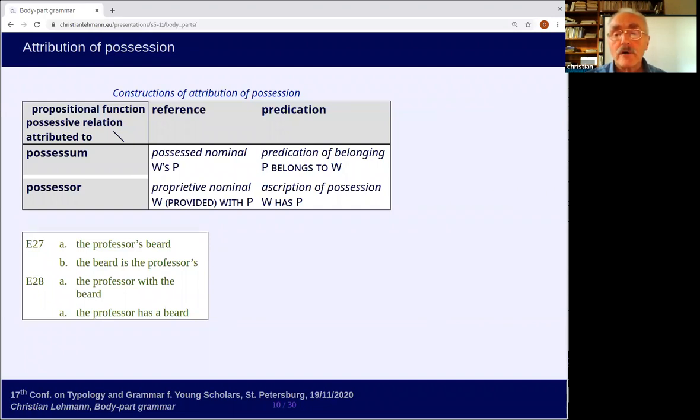So in reference, we have a possessed nominal, WP, or a propriative nominal, a W provided with P. And in predication, we have the predication of belonging, P belongs to W, or P is W's, or an ascription of possession, W has P. These four constructions are illustrated in examples 8 and 9. So here you have a possessed nominal. Here you have the predication of belonging. Here you have the propriative nominal. And here you have the ascription of possession, which in English uses have.